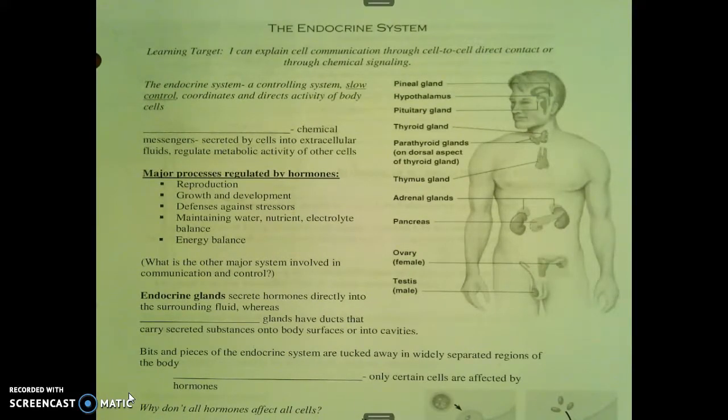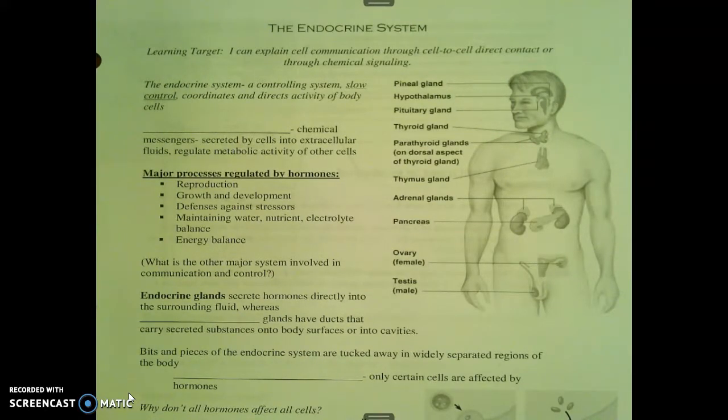Today we're going to be examining the endocrine system. Remember, we're looking at systems as they relate to cellular processes. So within cellular communication, we've examined the nervous system, and today we'll look at another type of system involved with communication, that being the endocrine system.